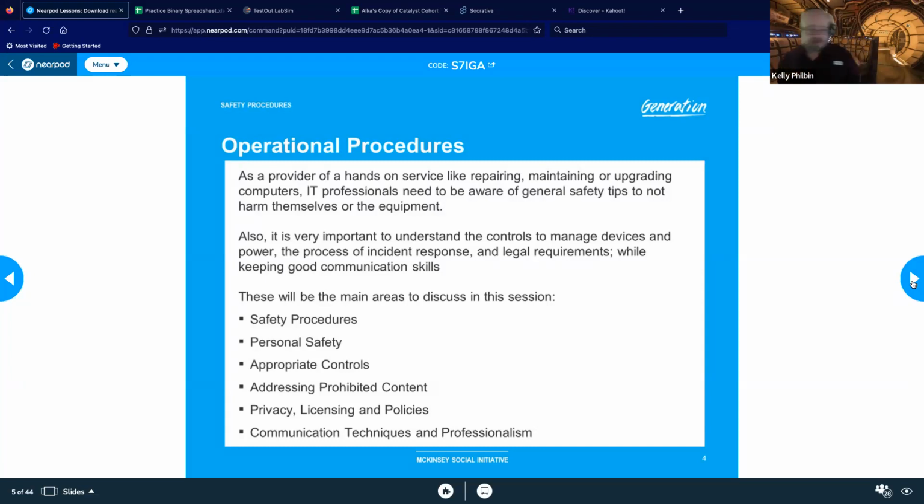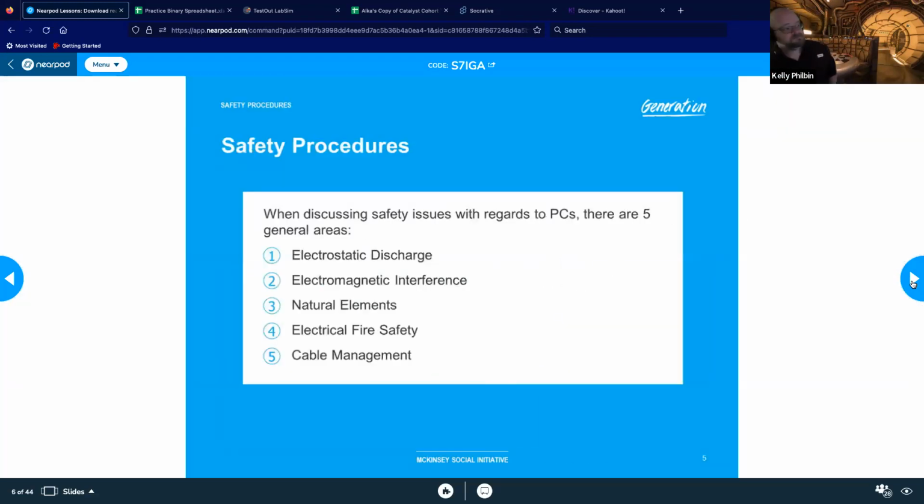So during the session, the main things we're going to focus on: safety procedures, personal safety, appropriate controls, addressing prohibited content, privacy and licensing and policies, and then communication techniques and professionalism. So first, safety procedures. We got into a lot of this stuff. There's a few new things in here, but we'll review them as we go.